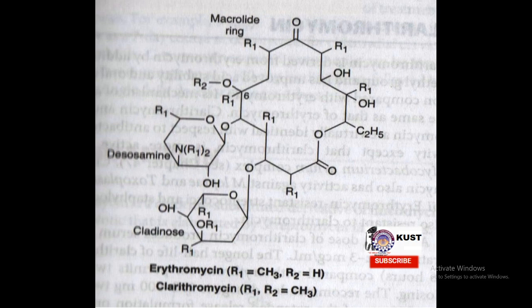If you see the structure, there are two main substituent groups, R1 and R2. If we change them: in erythromycin, R1 is a methyl group and R2 is a simple hydrogen. But in clarithromycin, R1 and R2 both have a methyl group. So this is the basic structure.